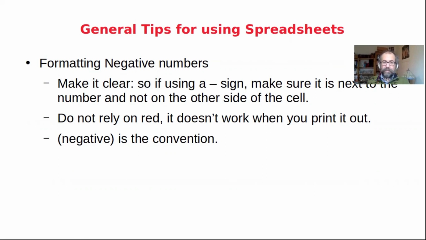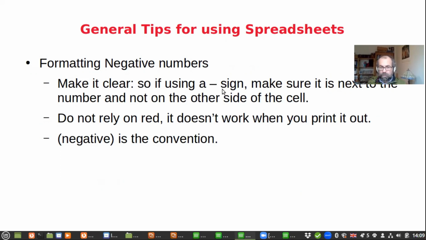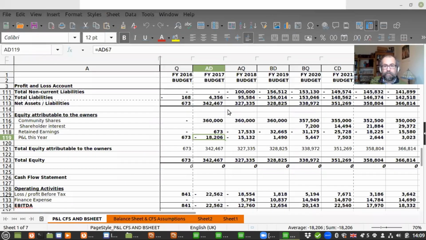When we're formatting negative numbers, we need to make it very clear that it is a negative number. So if you're using a minus sign to indicate that this is a negative number, make sure it is next to the number, not on the other side of the cell. So I received some work from a client who had got an accountant to produce some forecasts for them. Now, as you can see here, this is a negative number. This is minus 18,206.